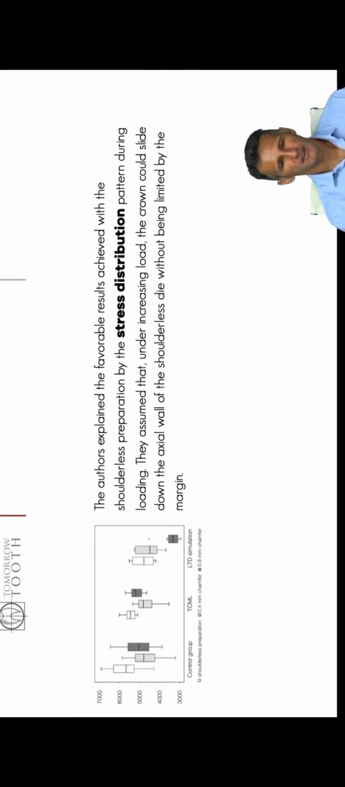The authors explain the favorable result achieved with the shoeless preparation by the stress distribution pattern during loading. They assume that during increasing loading, the crown could slide down the axial walls of the shoeless die without being limited by the margin. It means that if this is the abutment, my crown has no friction in this area, because they are moving along the same line.